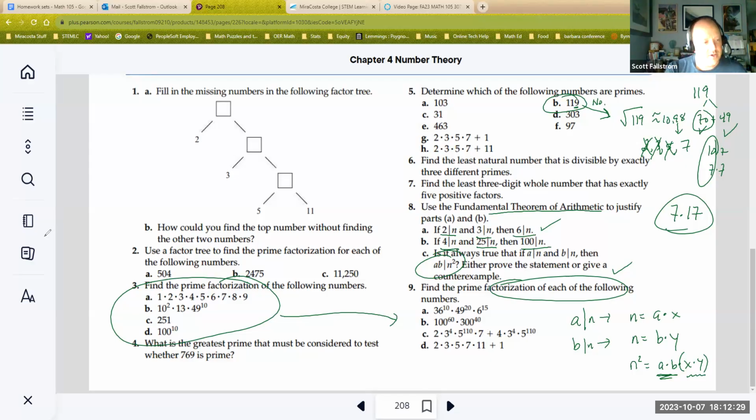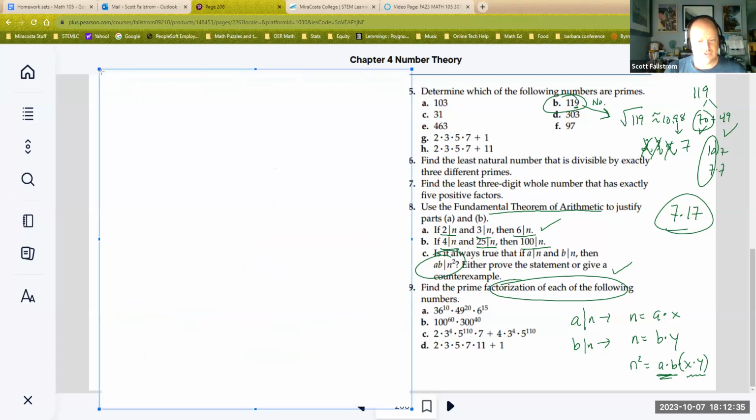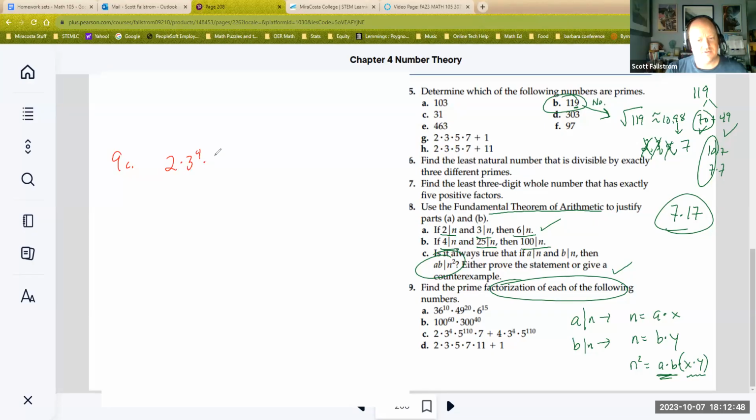So let me do one of those, which is probably the one that will help the most. Okay, so I'm going to do part C. And that's just because I have done all of these problems and I know part C is usually the one that gives students trouble. So 2 times 3 to the 4th times 5 to the 110 power times 7 plus 4 times 3 to the 4th times 5 to the 110 power.